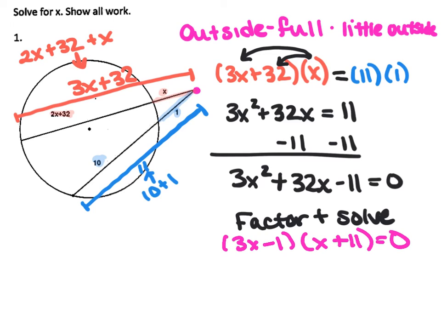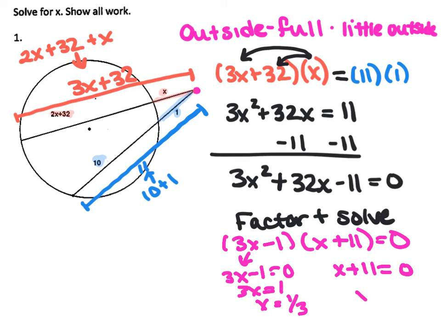Now to finish solving, we have to set them both equal to 0. So you could say 3x minus 1 equals 0. So 3x equals 1, which gives you x equals 1/3. For the other equation, if I have x plus 11 equals 0, that's going to give me x equals negative 11. Now if I check my answers, if I plug in 1/3, in every case it gives me a positive answer. So this is one of my choices. However, if I plug in negative 11, it would give me a negative value of x, so it would be a negative side length, which is impossible, so negative 11 is not a solution. So the only solution to this problem is x equals 1/3.